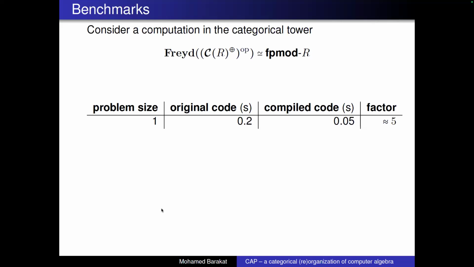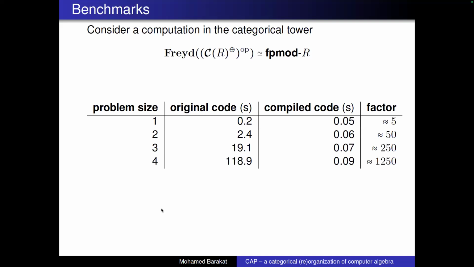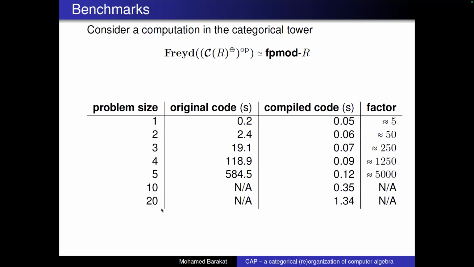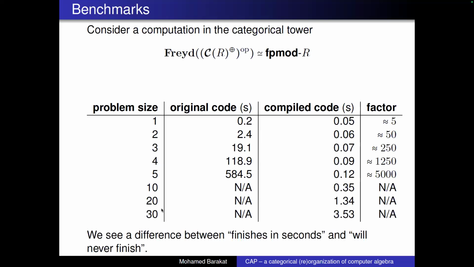And the original code here is 5 times slower than the compiled code. And then in 2 dimensions, it's 50 times faster when you compile, and then 250 times faster, and then 1,000 times faster, and then 5,000 times faster. And then there is no comparison anymore. And then you're still on the seconds level, right? Yeah. So these are the benchmarks I like. Not factor 1.2. So this is for me premature optimization, right? Okay, it still goes on. So we see the difference between finishes in seconds and will never finish.